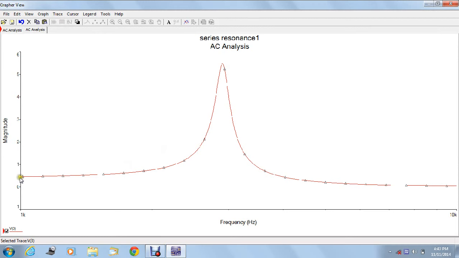From 0 to FS, the graph gradually increases because XL gradually increases, and after FS, this graph sharply decreases. So always remember, this graph is not symmetrical about FS. Before FS, it gradually increases, and after this peak, it sharply decreases. Always remember, series resonance does not have a symmetrical response at F1 and F2.